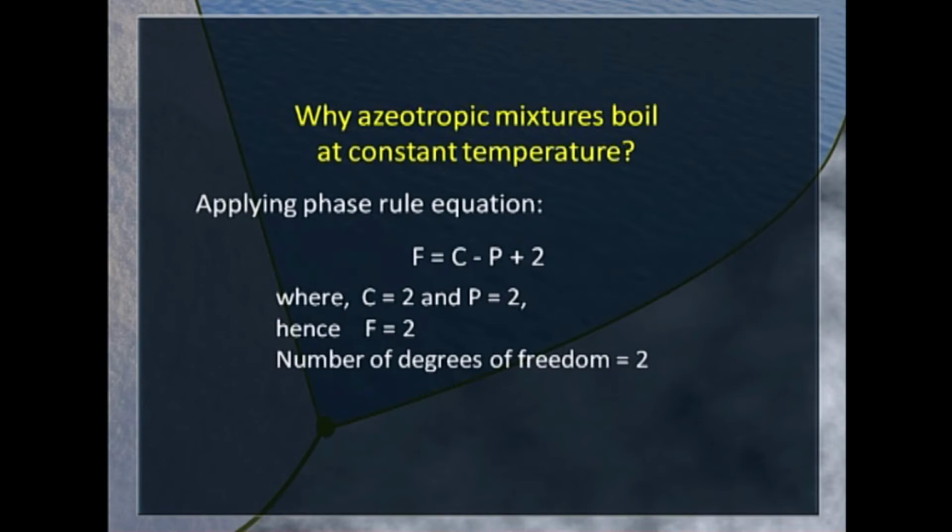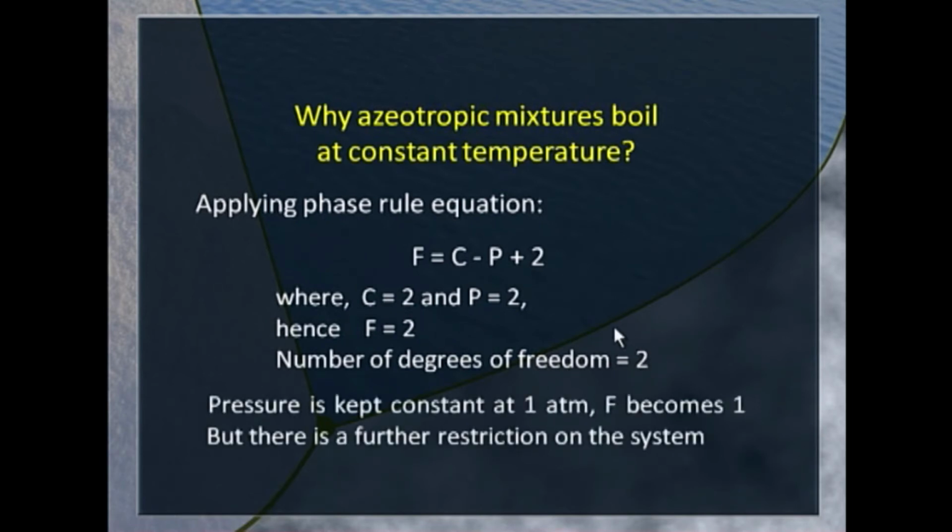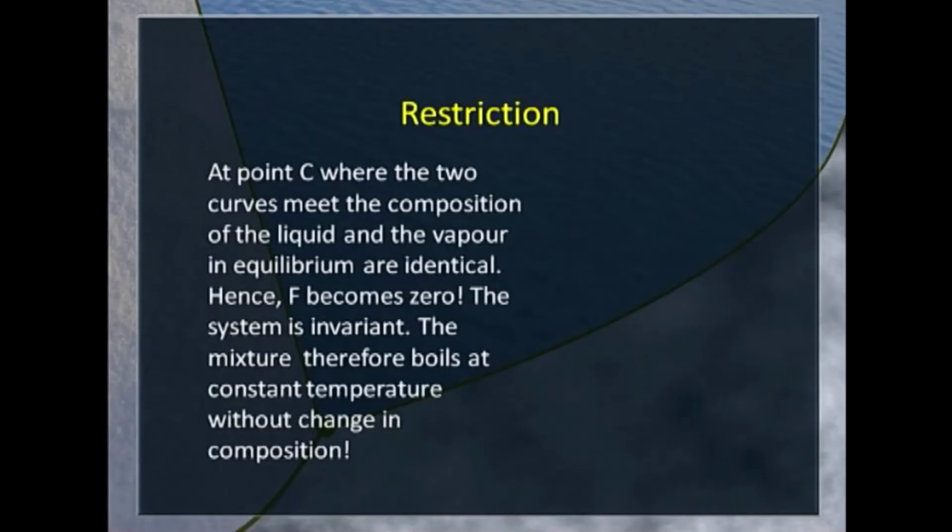In this case, it is a two component system, that is why C is equal to 2. Number of phases is 2, and hence the number of degrees of freedom available to us is 2. But during the experiment, we have kept pressure constant at 1 atmosphere. We lose 1 degree of freedom. So, we have only 1 degree of freedom available to us. But there is a restriction imposed on the system.